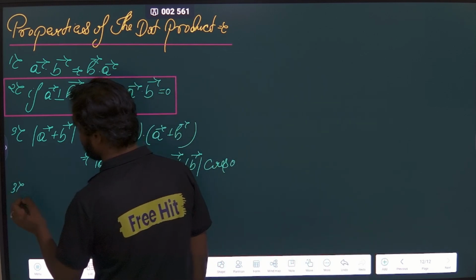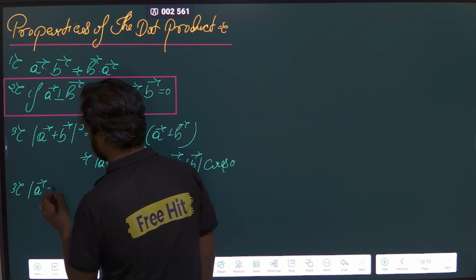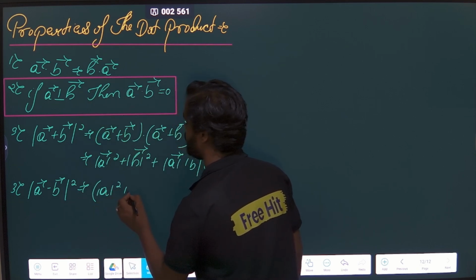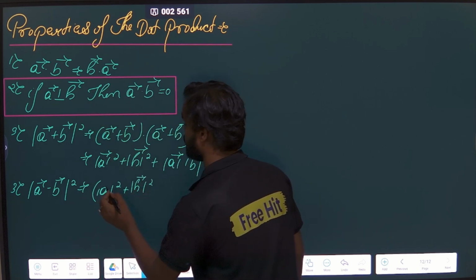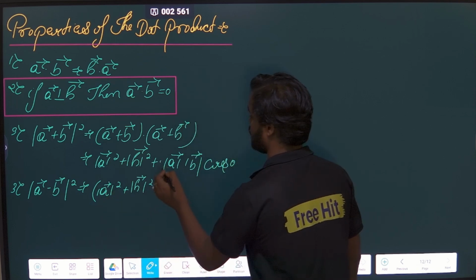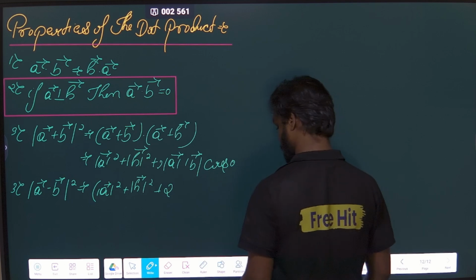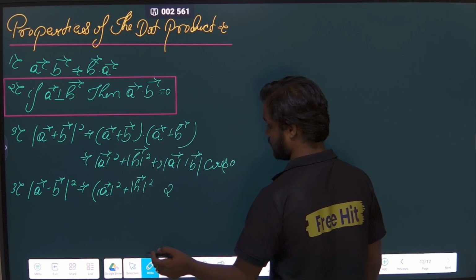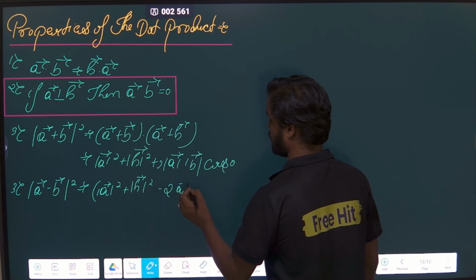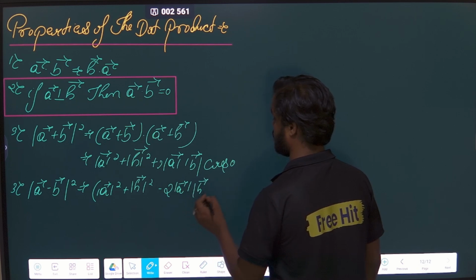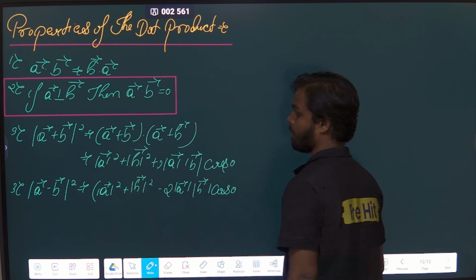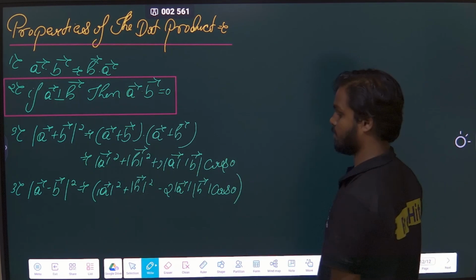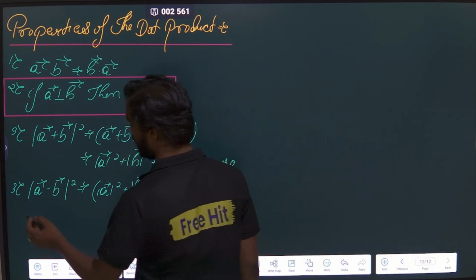Similarly, mod of A vector minus B vector whole square. What is this value? This will be mod of A square plus mod of B square minus 2 times mod of A into mod of B into cos theta. Clear?